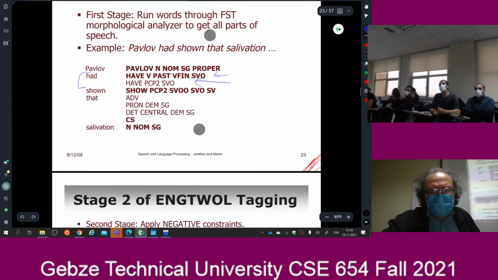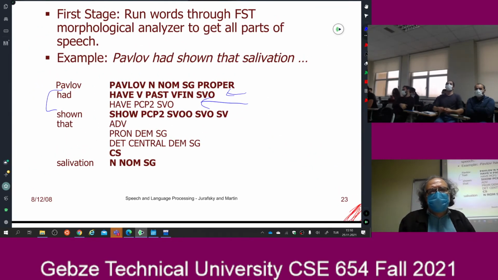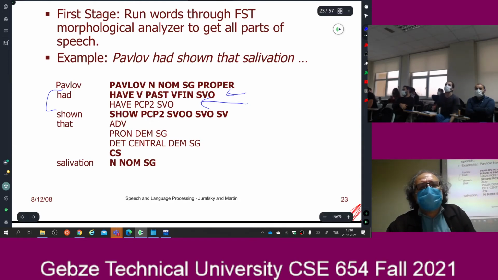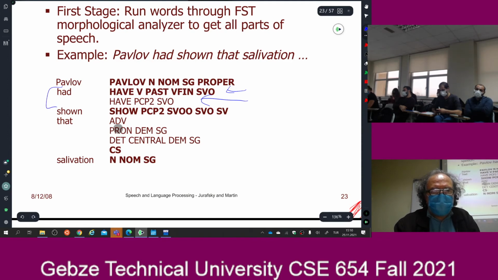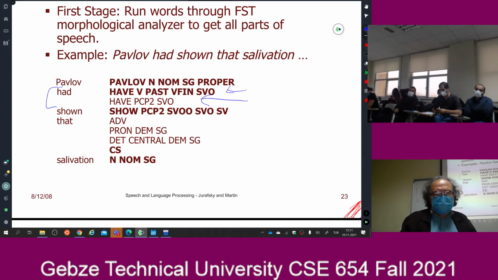What could it have been? I think it is participle. I don't know. How about this one? This one again, yeah, past participle. Have, had. Okay, good. Again, this is the second form of the simple past tense or the past participle, right? And this one is definitely participle. And this one is either adverb or pronoun or determiner or whatever the case is.